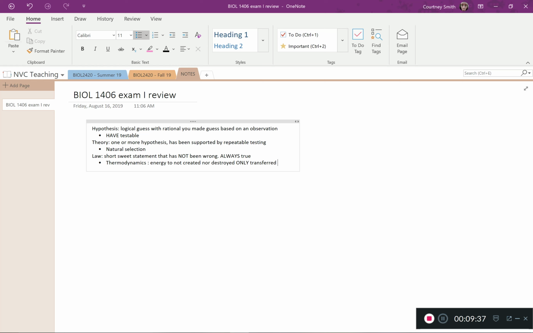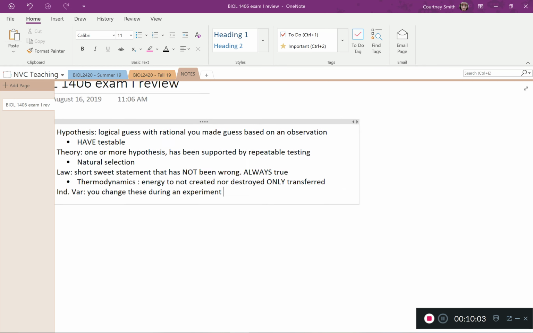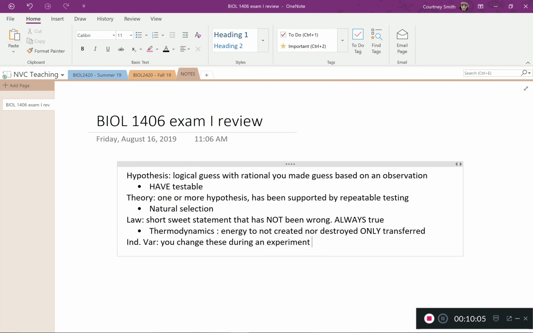Okay, so now we're going to talk about the differences between independent and dependent variables. So independent variables, I'm just going to abbreviate, guys. These are the variables that you change. You change these variables during an experiment. So let me actually zoom in a little bit so y'all can see this a little bit better. Sorry. These are the variables that you change during an experiment, such as temperature. So you change the temperature during an experiment.